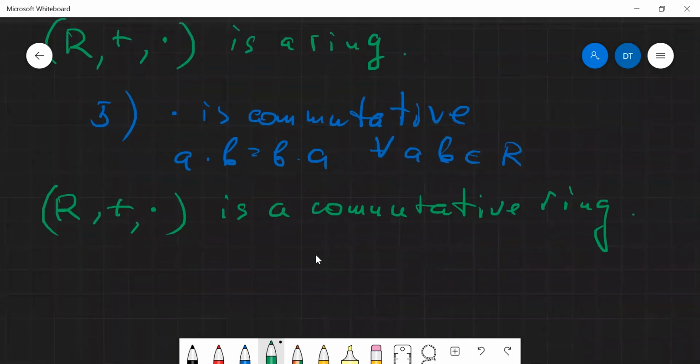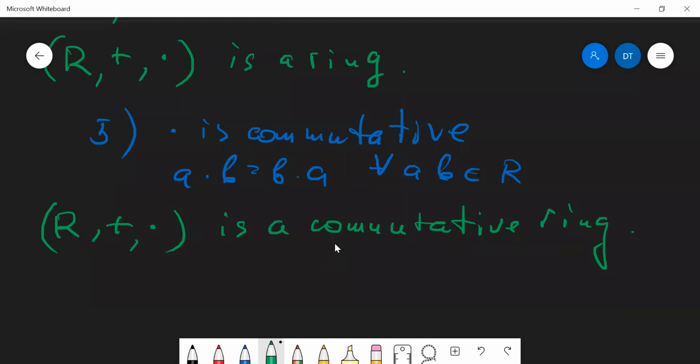Sorry, can I ask a question? Yep. Isn't a commutative ring a kind of field? No. For example, the ring of integer numbers, the set of integer numbers with usual addition and multiplication, is not a field, because not every element is invertible. Yes, I understand. But this is what I'm going to define now.